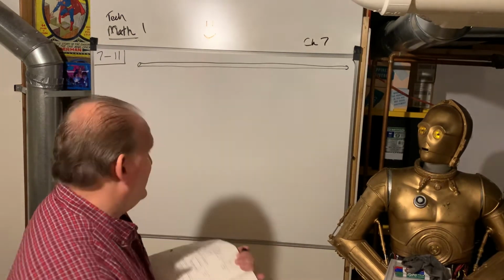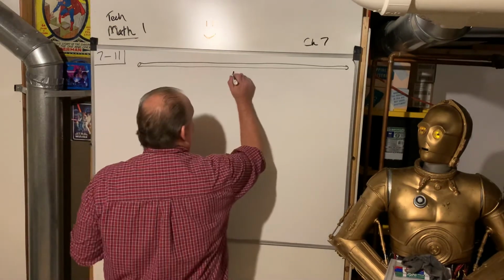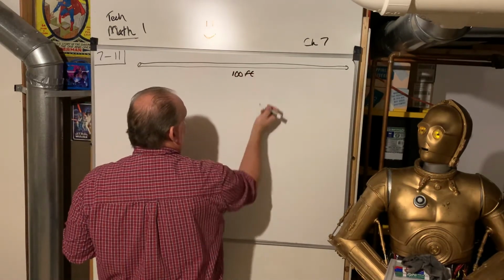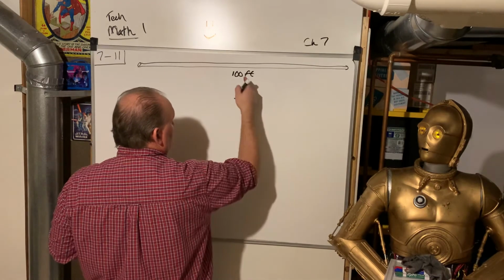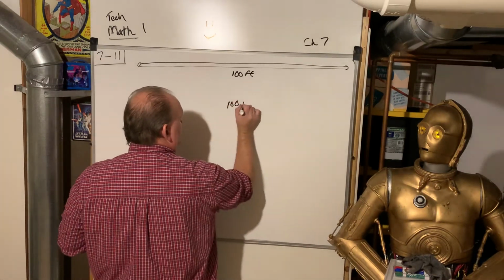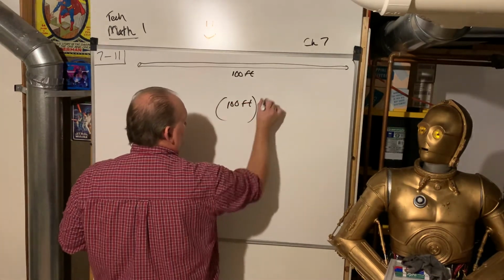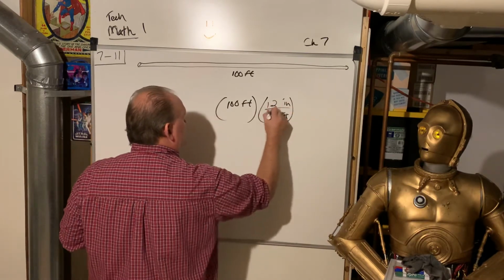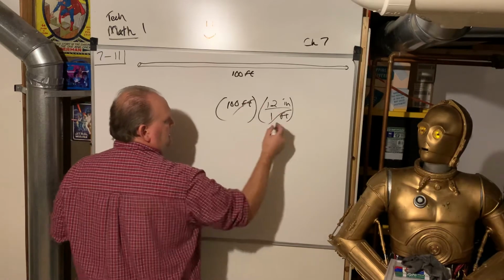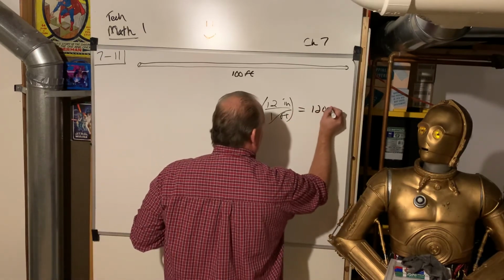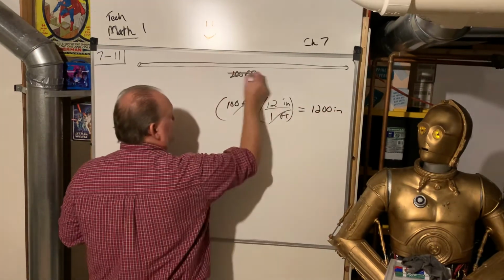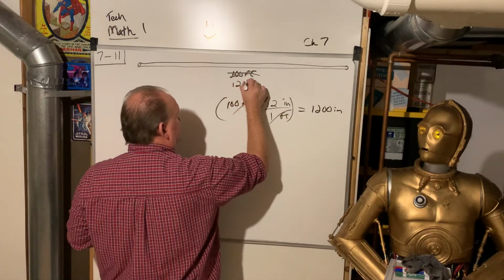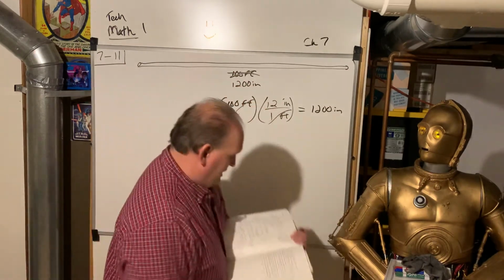But we want the height not in feet, because when we look at everything, it's in inches. So 100 feet, we want feet to be in inches. So 12 inches in 1 foot, feet cancel, that's 1,200 inches. So that's what we want there, not that. So 1,200 inches.